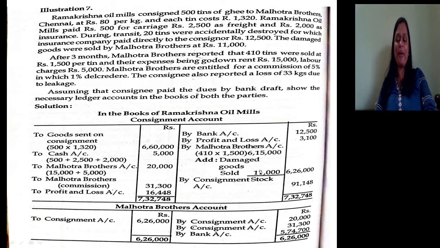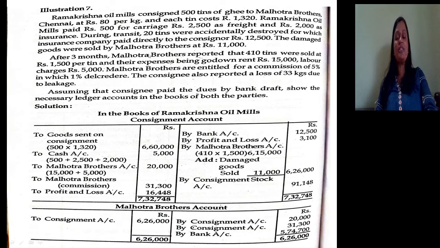So you can treat it separately also. You can write like this: Malhotra Brothers account, means consignee's account, debtor to consignment 11,000. They took together the sale of damaged and not damaged goods made by consignee. So you can pass a separate journal entry like Malhotra Brothers account debtor to consignment 11,000. You can do it like that also, so that you completed the entry for this 11,000.